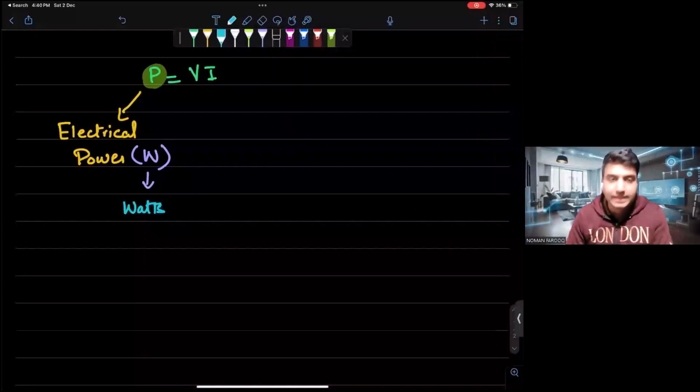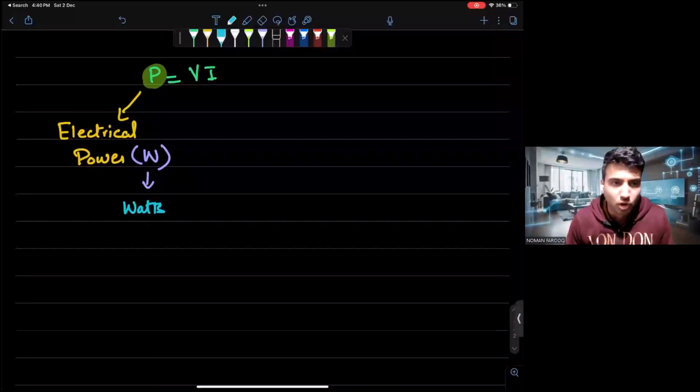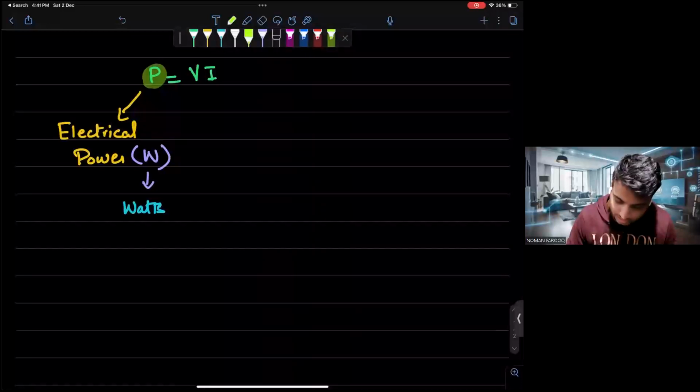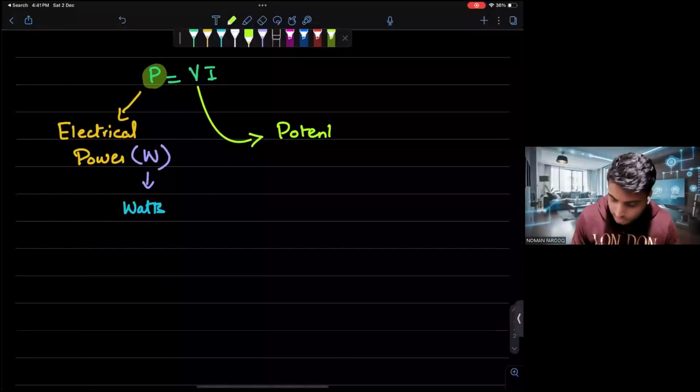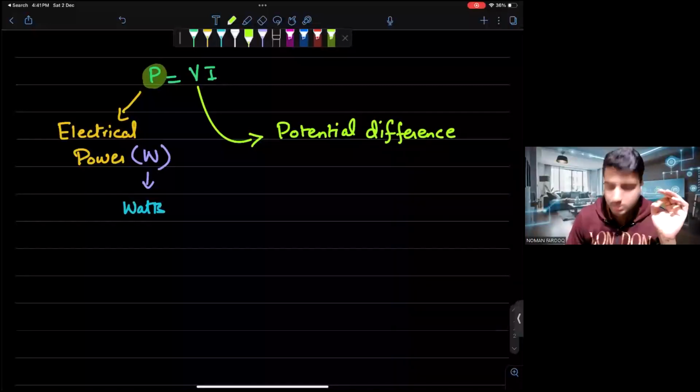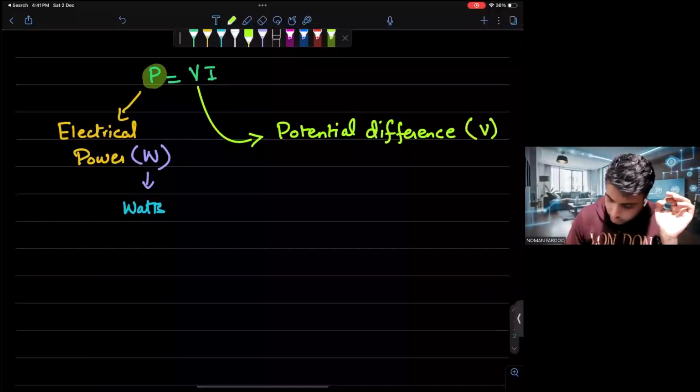Okay. V is the potential difference or voltage. So V is basically the potential difference or voltage. The SI unit of potential difference is volts. So potential difference is measured in volts.